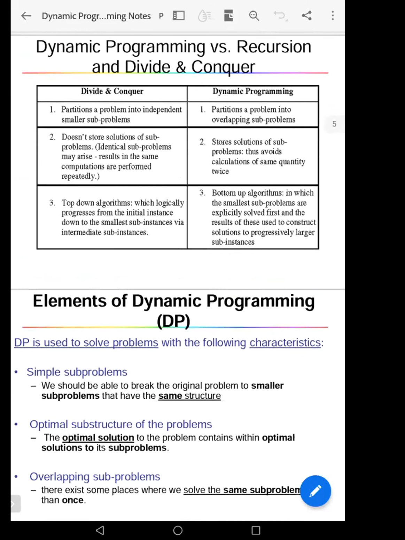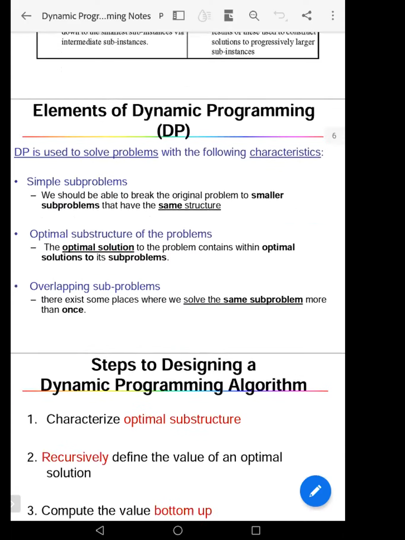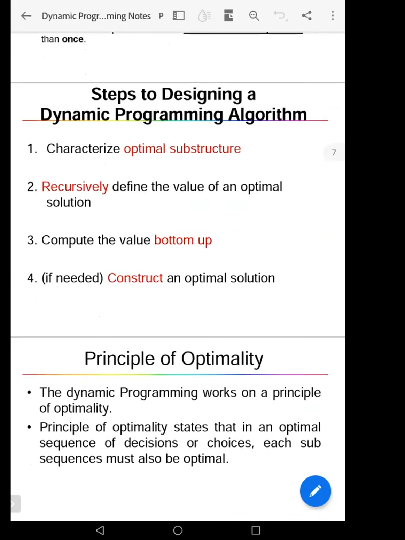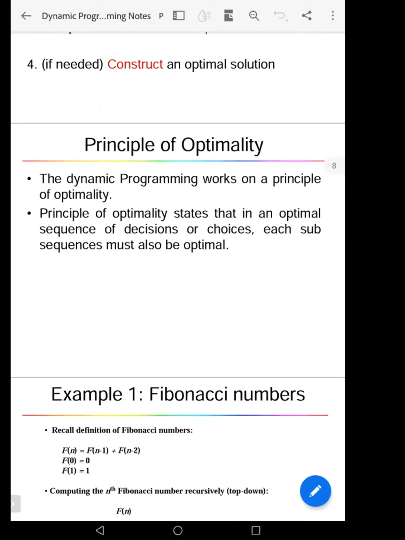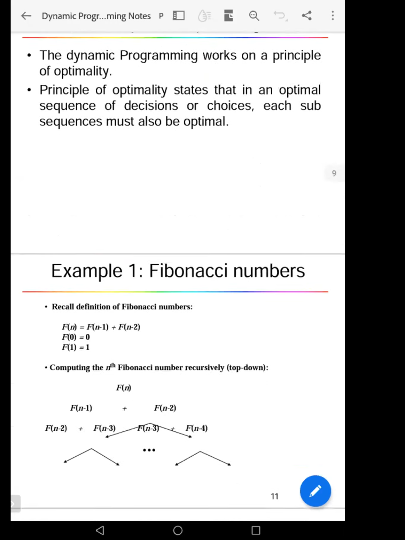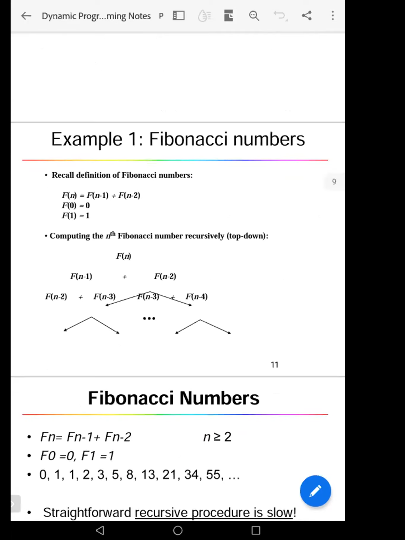Divide and conquer is a top-down approach, whereas dynamic programming is a bottom-up approach. Now, these are the things you need to remember. This is the very first example. Suppose we need to solve for Fibonacci numbers. How do we solve for Fibonacci numbers?